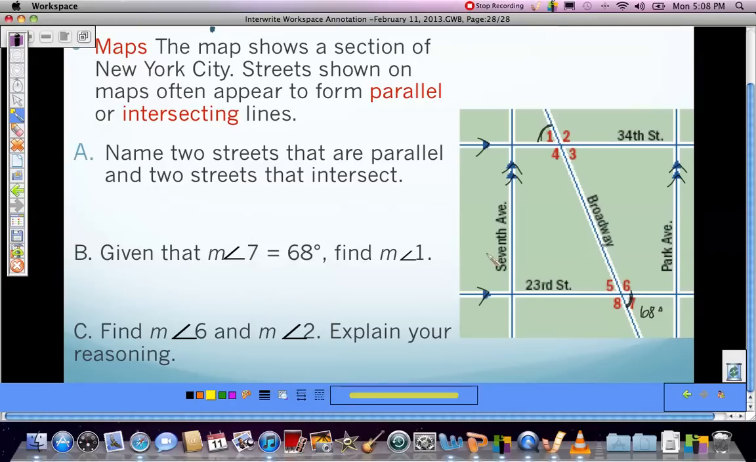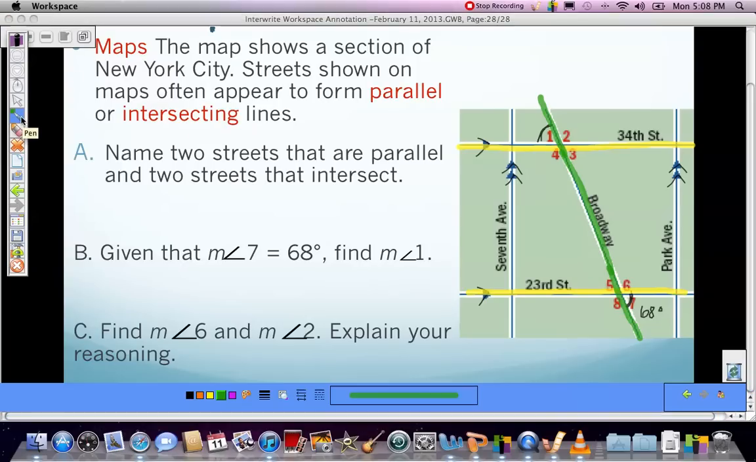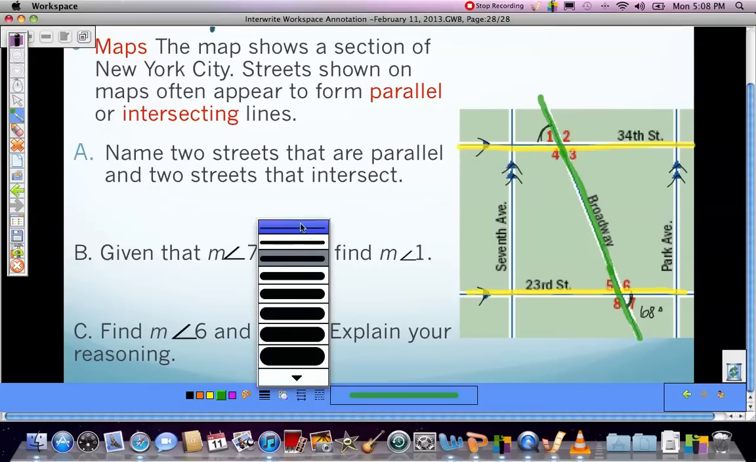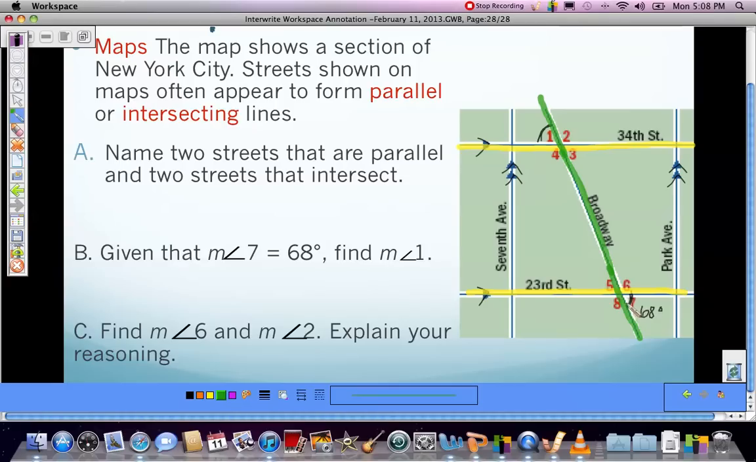So let's go back through our vocabulary words and think about the things we know. We know that if we have parallel lines, which we do, 34th Street and 23rd Street, and they are cut by a transversal, which would be this line right here, which is Broadway. This is the transversal. We know three things. Corresponding angles are equal. We know that alternate interior angles are equal, and we know that alternate exterior angles are equal.